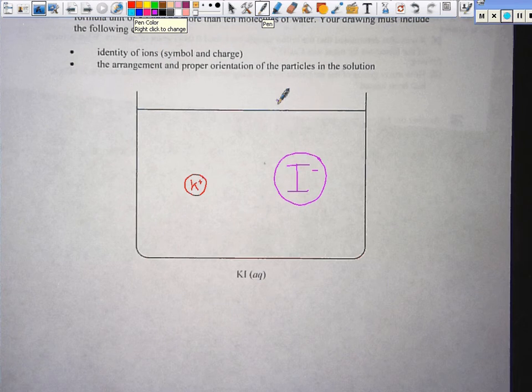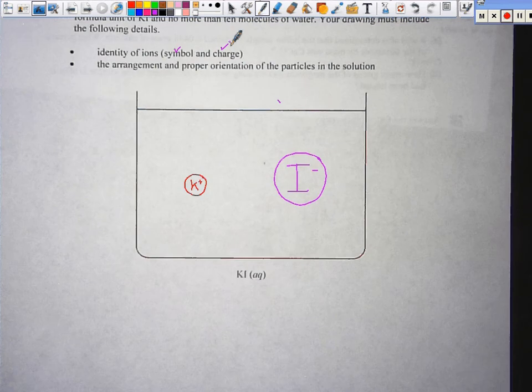So, have we just done the identity of the atoms, symbol, and charge? Yes. Now, what did it say up there? It shows at least how many formula units of KI? This is all we needed, right? Now we need to show the water molecules. This is where your intelligence has to kick in. We know that this is going to be surrounded by water, but how is it going to be surrounded by water?